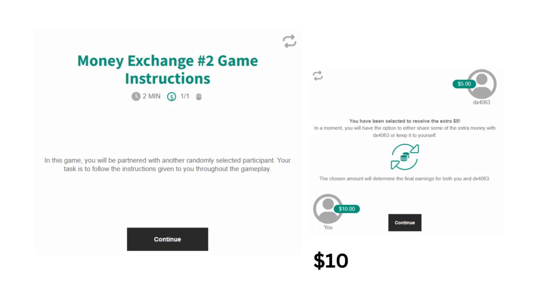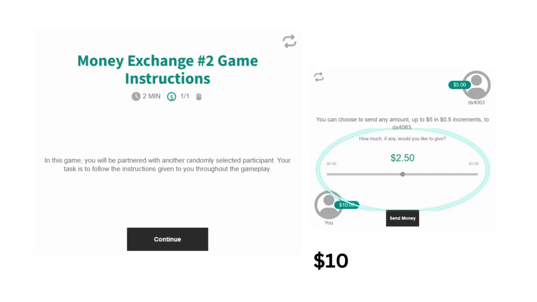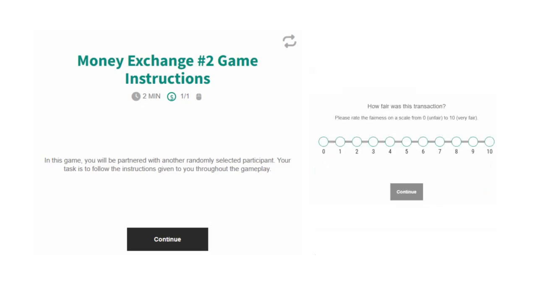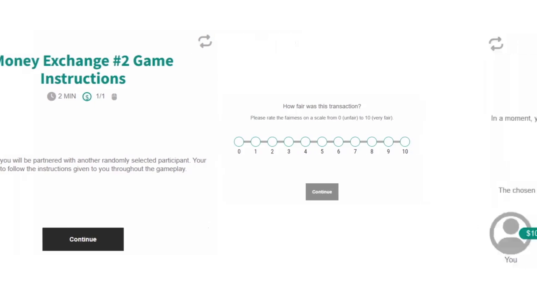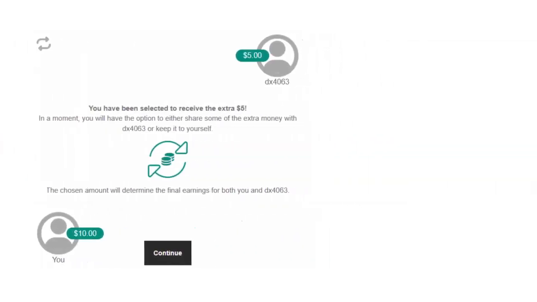Now you have $10 and a decision to make. You can choose to share as much or as little of the extra $5 with your partner. Once decided, you are asked to measure the fairness of the exchange, and afterwards the second round begins. The second round is similar to the first. You and your partner are each given $5, and then you are given an additional $5.